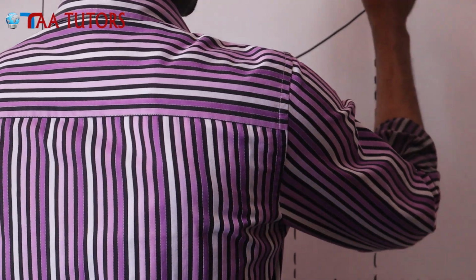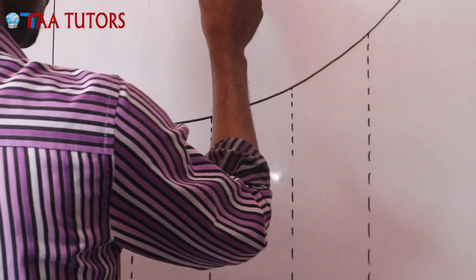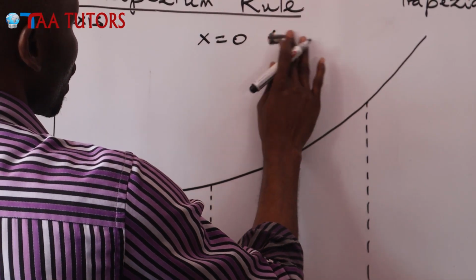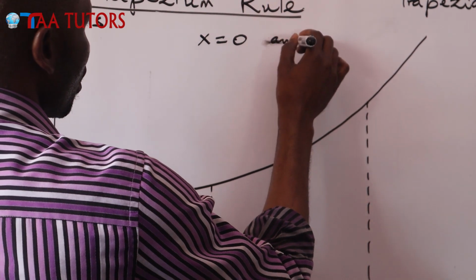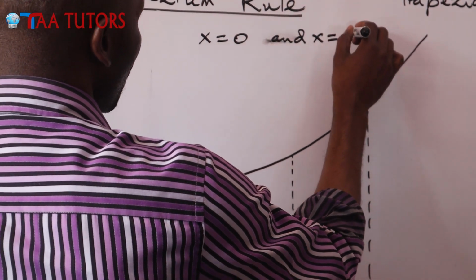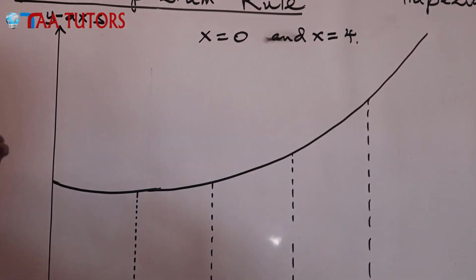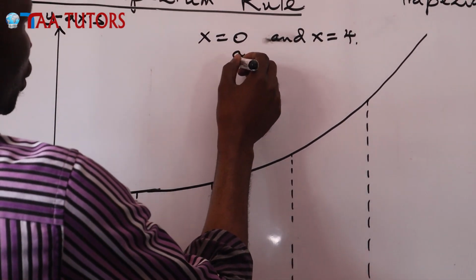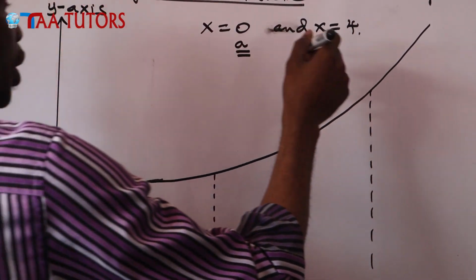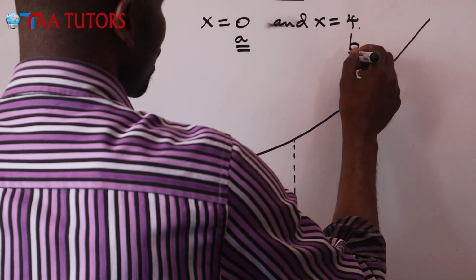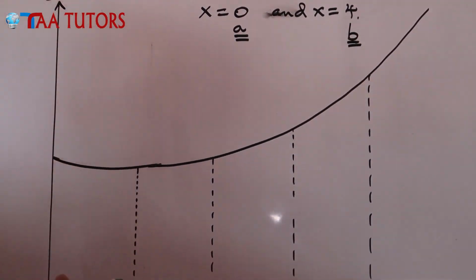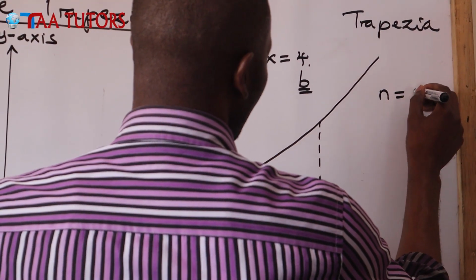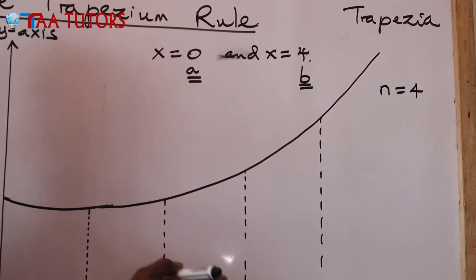Now the question will tell you to get the area under the curve between maybe x equals 0 and x equals 4. If you are told to give these particular values, the first value to appear, let that value be A, and the last value will be B. The number of trapezia we have been given is 4. That is n equals 4. So 4 is the number of trapezia that we need.